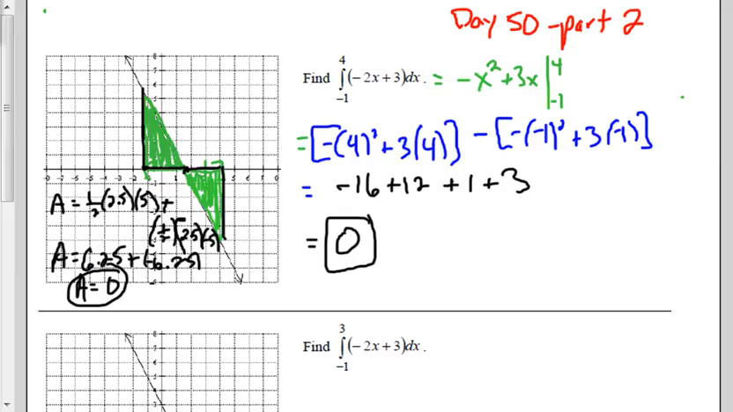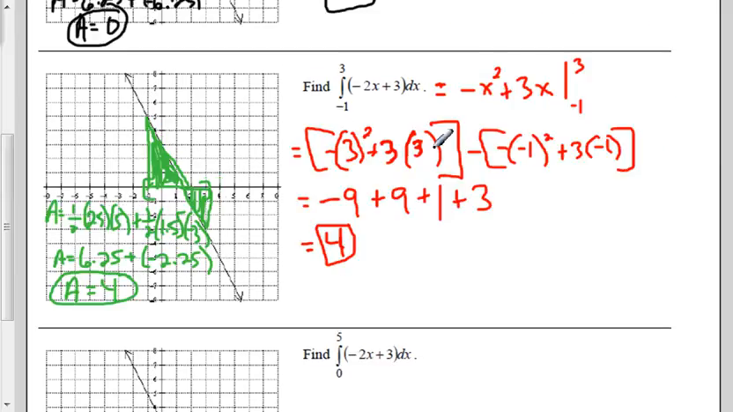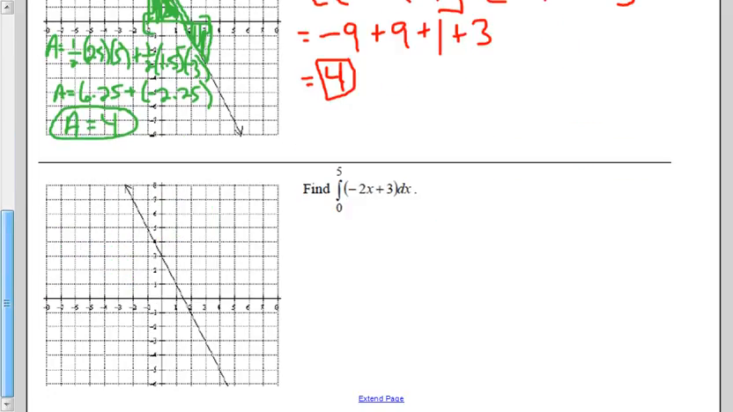Let's do the next one. And again, I'll let you guys check it out. We just changed the interval. Obviously, we only went over to 3, so that made this triangle smaller. So everything was the same here. We got 6.25 for the area of that triangle minus 2.25, so we get a total area of 4. If we use the integral, we get the same value. Okay, let's do the last one, and that'll be it for part 2 of the video.